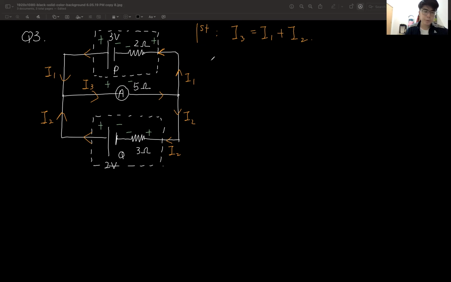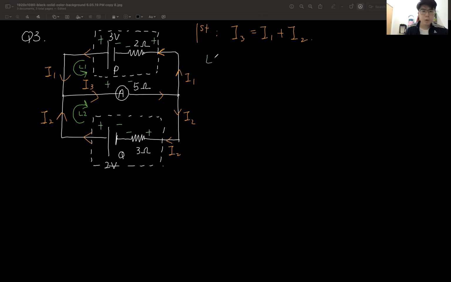Then we do loop 1 and loop 2. Which one do you want to take as your loop 1? I will take my loop 1 like this, and my loop 2 like this. I just want to align as many as I can with the current direction. But if you do the opposite, it's not wrong, you will still get the same answer.